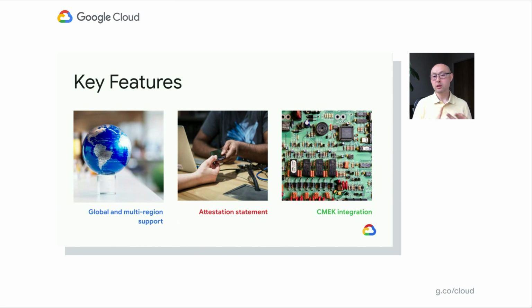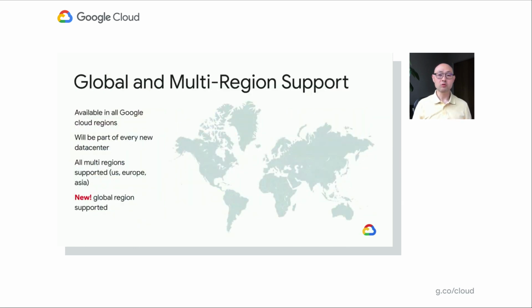Now, talking in terms of key features, there are three that I'd like to cover in a little bit more detail. And those are the global multi-regional support, the attestation statements, and the CMEK integration. And CMEK stands for Customer Managed Encryption Keys. Now, in terms of the global multi-regional support, first of all, we have Cloud HSM available in all our cloud regions. So any region that you choose today should have Cloud HSM available with it as well. And so, it has a large footprint, and it's probably one of the largest footprints for HSM service that you'll find anywhere, to be quite honest.